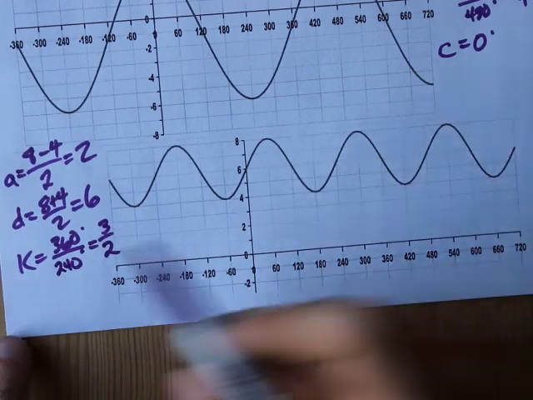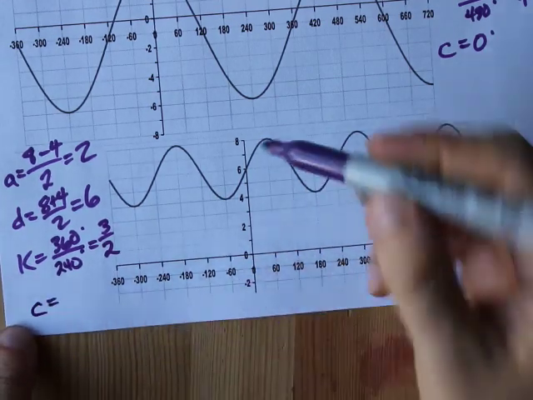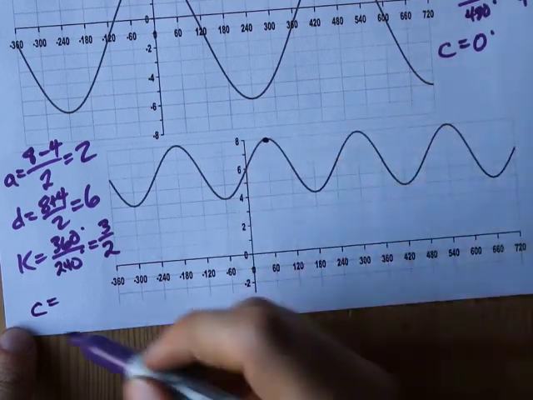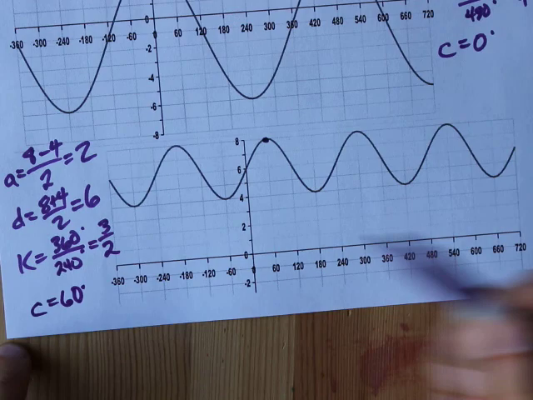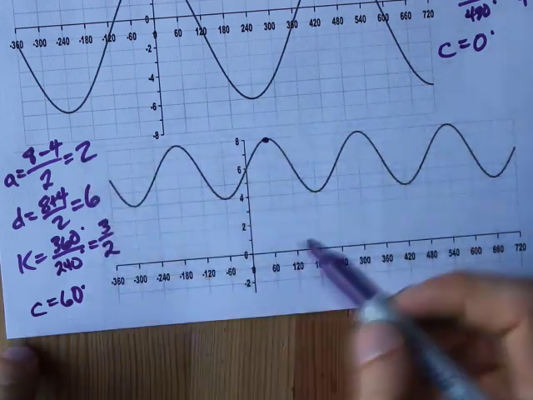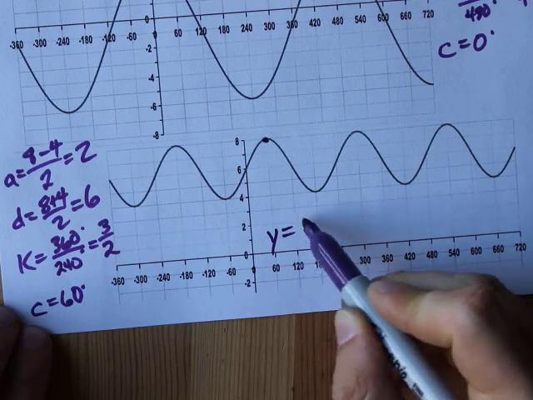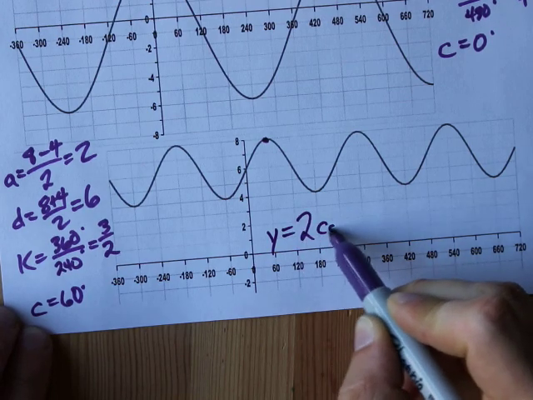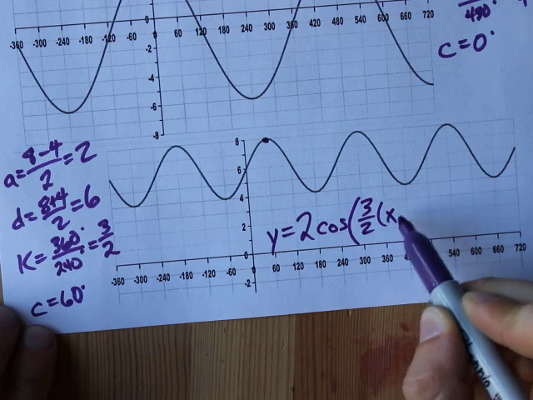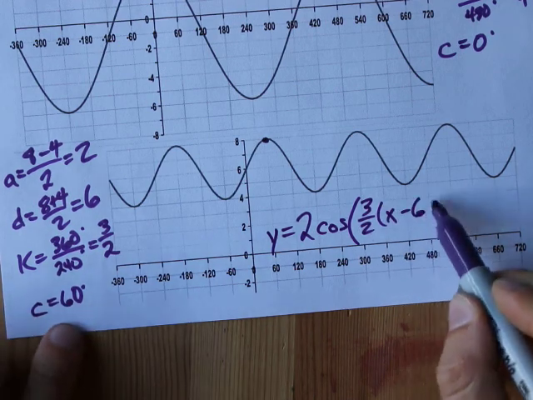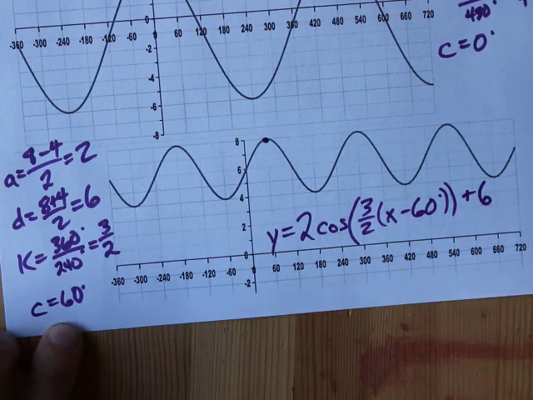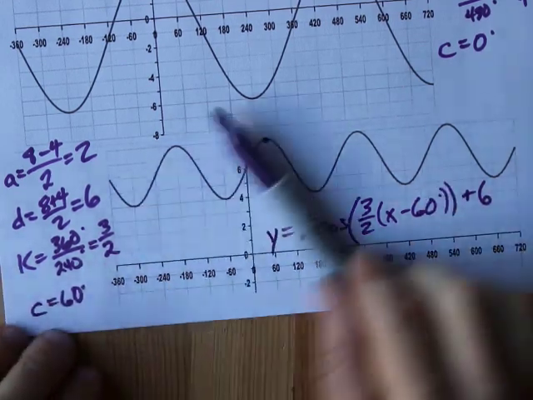All right. And my phase shift, I need the x-coordinate of a maximum, like this one. The x-coordinate there is positive 60 degrees. You can say 60 degrees to the right. Plug these in. It's an old story now. Amplitude of 2, cos of k is 3/2, x minus the phase shift, which is 60, and my vertical shift is plus 6. Beautiful. That was so fast.